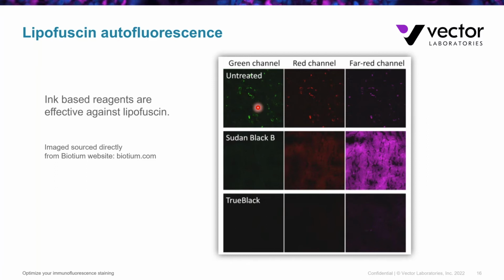Here's the untreated section in the green, the red, and the far red channel. This is an ink format, the same one I showed earlier on. Seems to be effective in the green channel, somewhat effective in the red, but not so much in the far red. It seems to actually induce more fluorescence in the far red. Biotium does have a product that seems to be effective across the spectra in reducing lipofuscin autofluorescence.